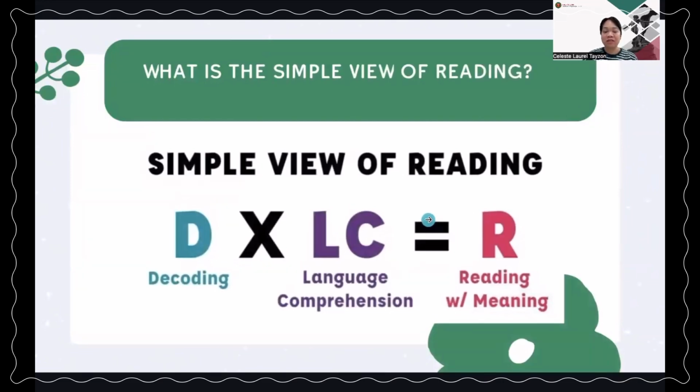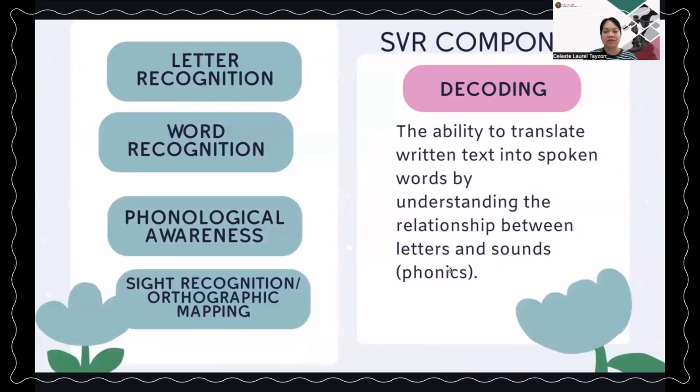So this is the formula of the simple view of reading. It's decoding times language comprehension equals reading with meaning or reading with comprehension. For the decoding part, decoding is the ability to translate written text into spoken words by understanding the relationship between letters and sounds. Now, how do we develop decoding? So first we develop letter recognition, word recognition, phonological awareness, sight recognition, orthographic mapping.